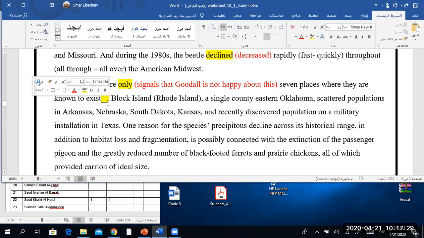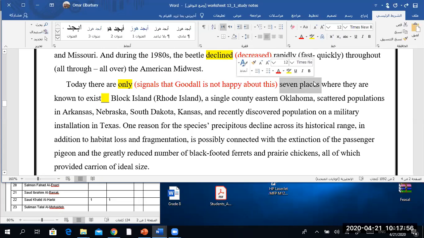So what do we expect is going to happen after this punctuation mark here? We expect either elaboration, explanation, or extra information. All right? So it's going to be elaboration, explanation, or further information. Or extra information. So what is the extra information about? She's going to tell us about the 7 places. Yes, I love you both.